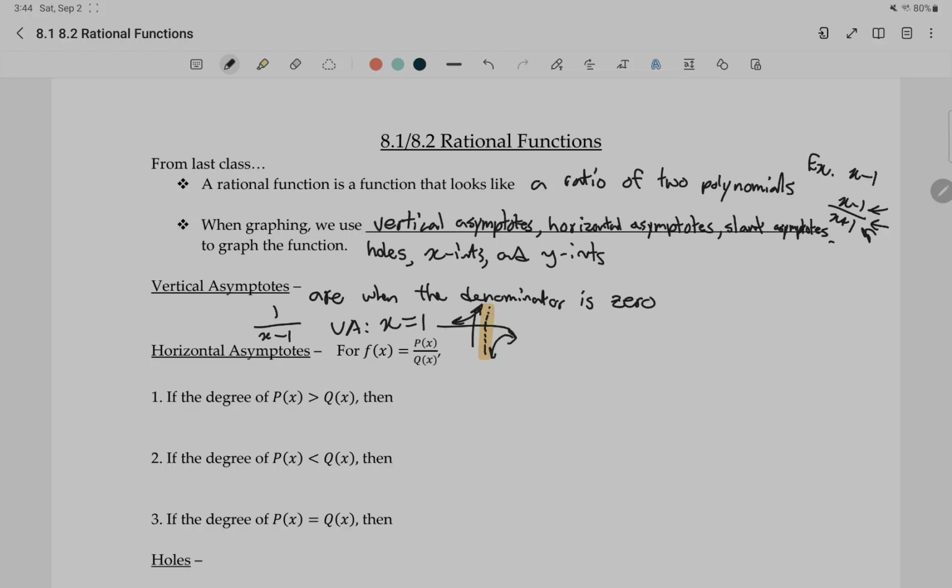But I'm not sure if that's what the function looks like. It might be on this side, but that doesn't matter too much. I'm just highlighting the fact that there is a vertical asymptote there.